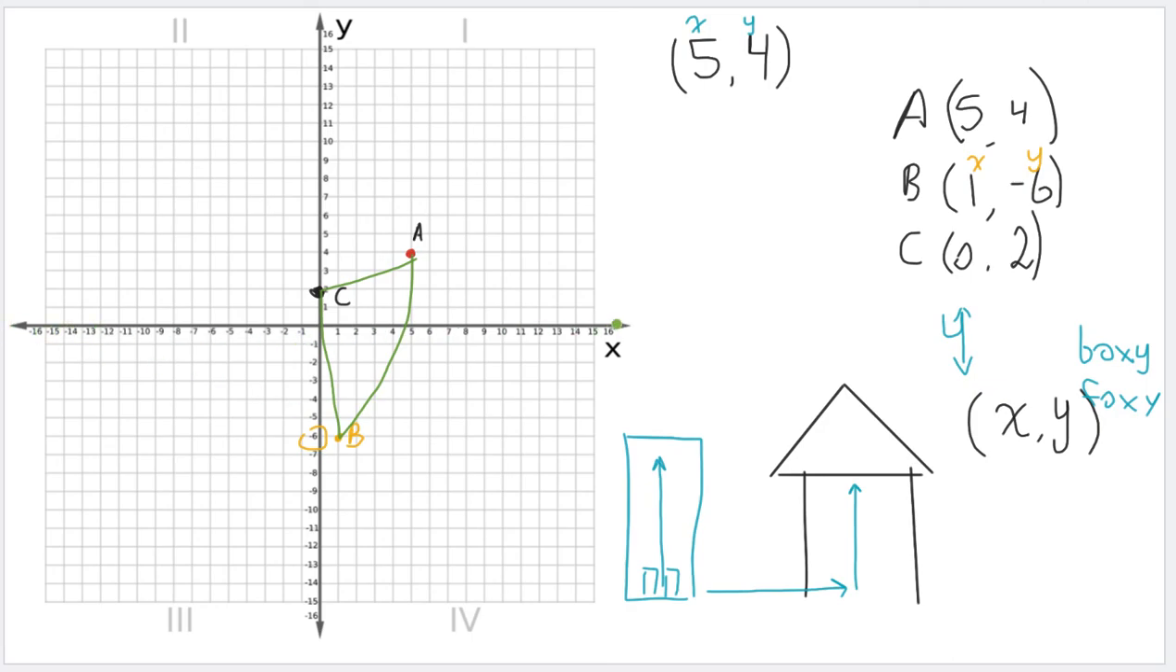You don't need at this point to memorize which quadrant is which. It's just good information to know.